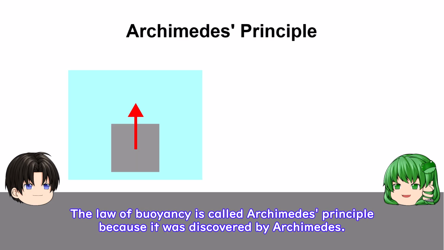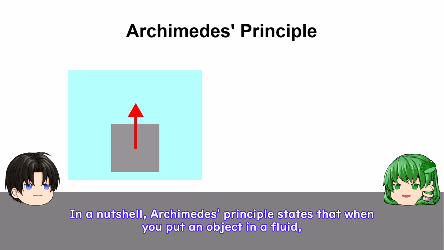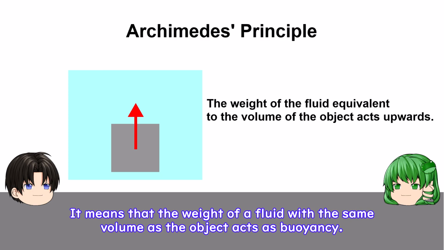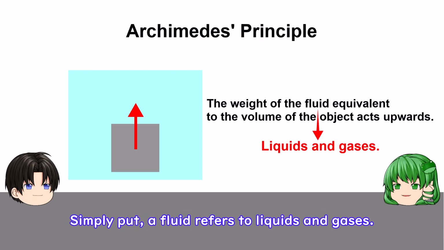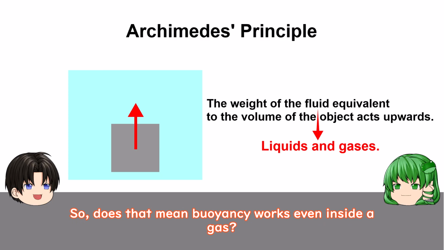The law of buoyancy is called Archimedes' principle because it was discovered by Archimedes. In a nutshell, Archimedes' principle states that when you put an object in a fluid, the weight of a fluid with the same volume as the object acts as buoyancy. What exactly is a fluid? Simply put, a fluid refers to liquids and gases. So does that mean buoyancy works even inside a gas?